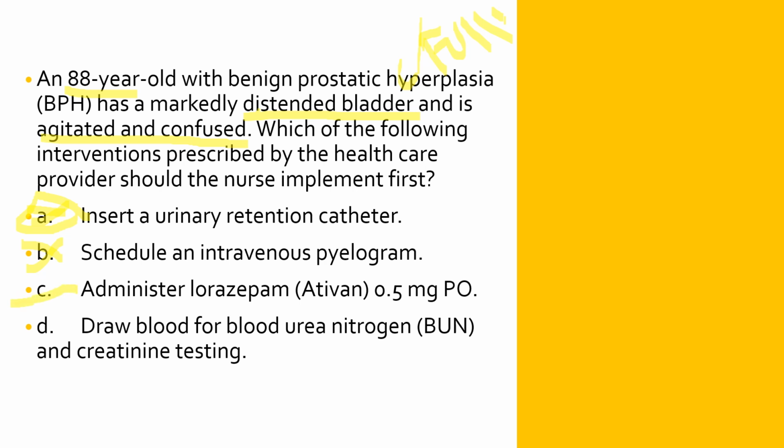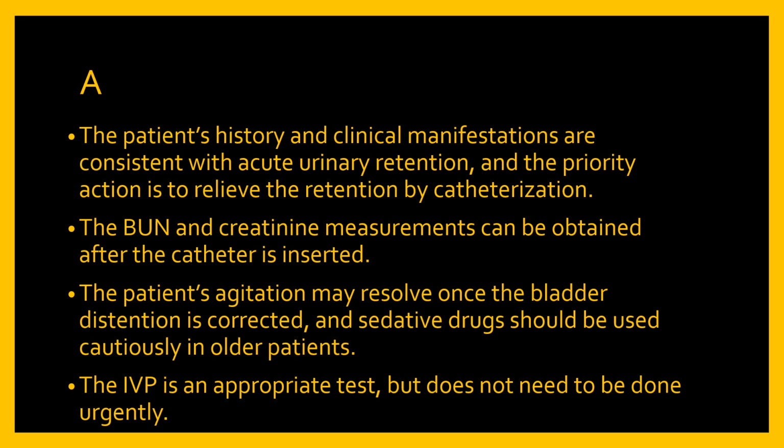Ativan is not appropriate for this patient right now. Once the bladder is corrected, drugs can be used cautiously in our older patients, but we really don't need to give that to him because he's just confused and agitated because he's retaining his urine. Getting a BUN and creatinine can be obtained after we fix the problem. So this is important, but this one is the most important thing to do for this patient because we need to get that urine out. Oh, sorry guys, these are a lot of questions. We're almost done. Hang in.